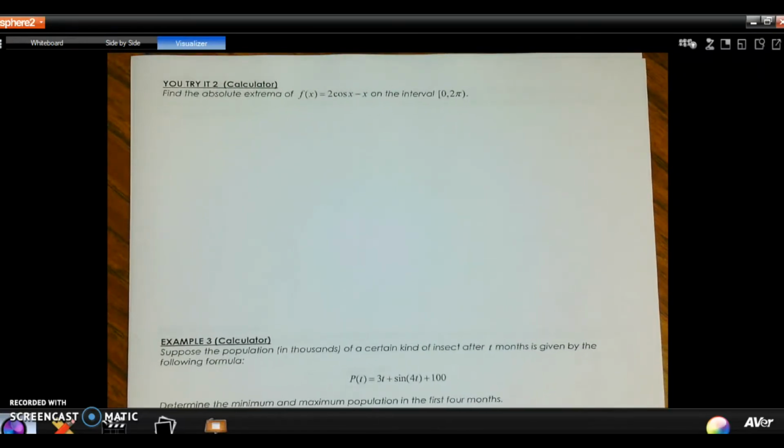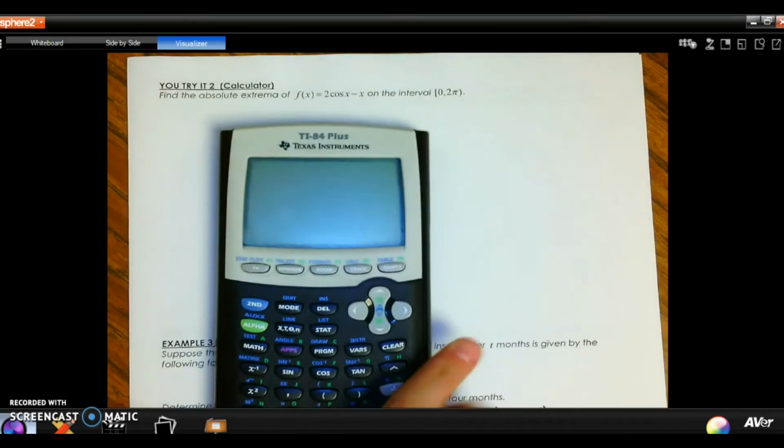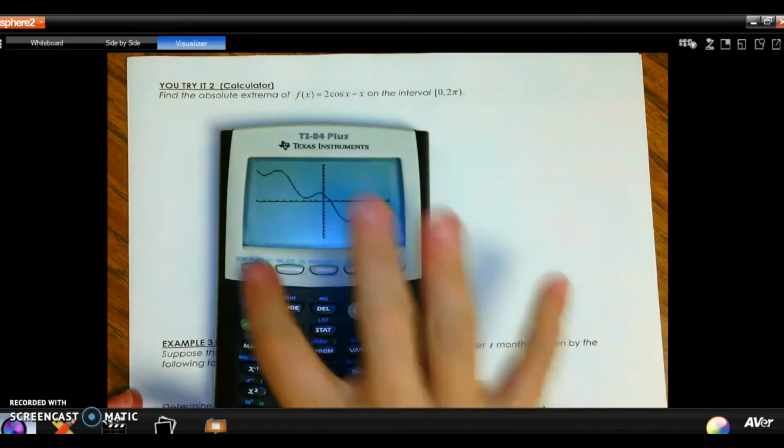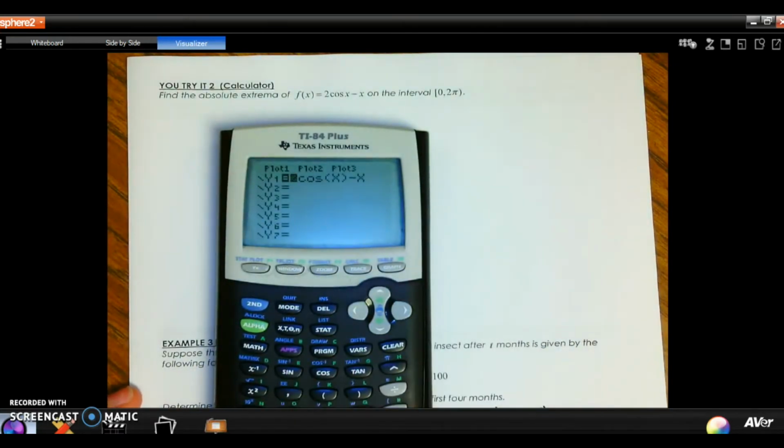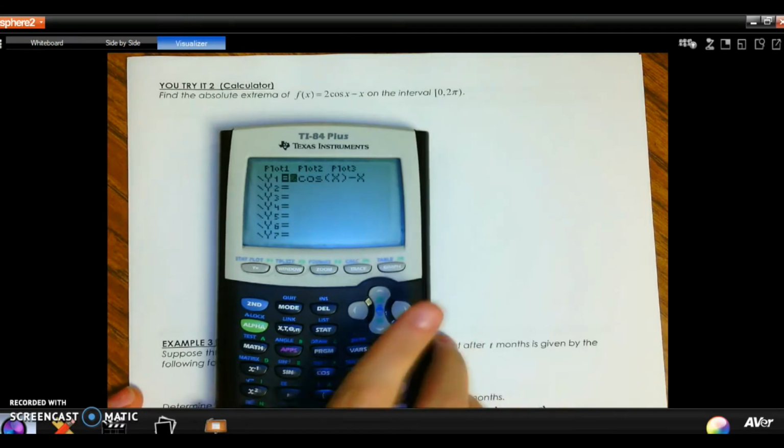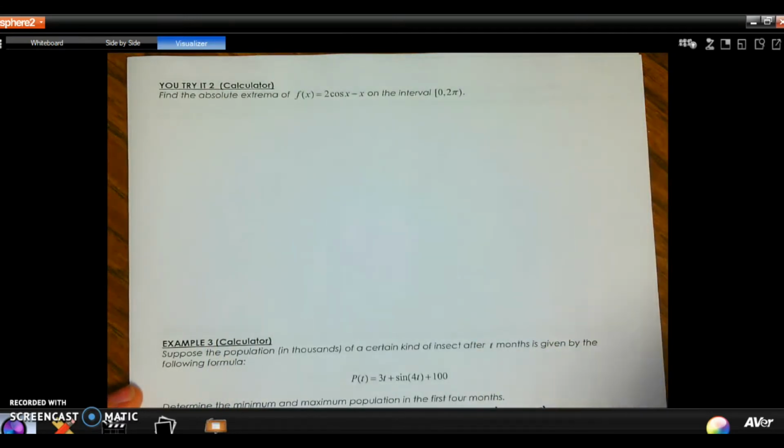So in this calculator question, it's asking you again for the extrema. So this time it's a trig function, so you want to make sure that you know how to plug those into your calculator. So I grabbed a calculator. I don't know if it's going to show up really great. But when you turn your calculator on, I just typed it in. Okay, so here we go.